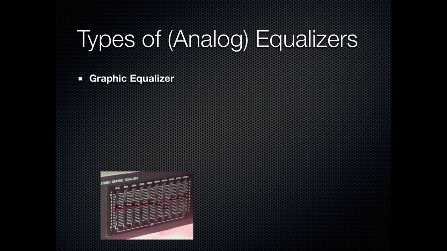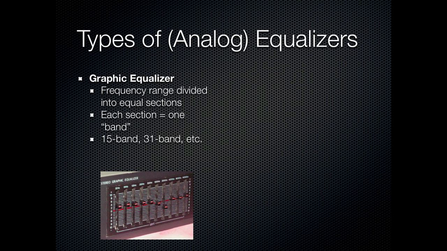One is the graphic equalizer, which divides the frequency range into equal sections. Each of these sections on a graphic equalizer is known as a band, so you'll find 15 band, 31 band, and so on. The 31 bands are usually called third octave graphic equalizers. They get their name because you can set a curve graphically. If you'll notice where the sliders are on this graphic equalizer, they form a curve something like this, and that's approximately what you would get for the EQ curve.